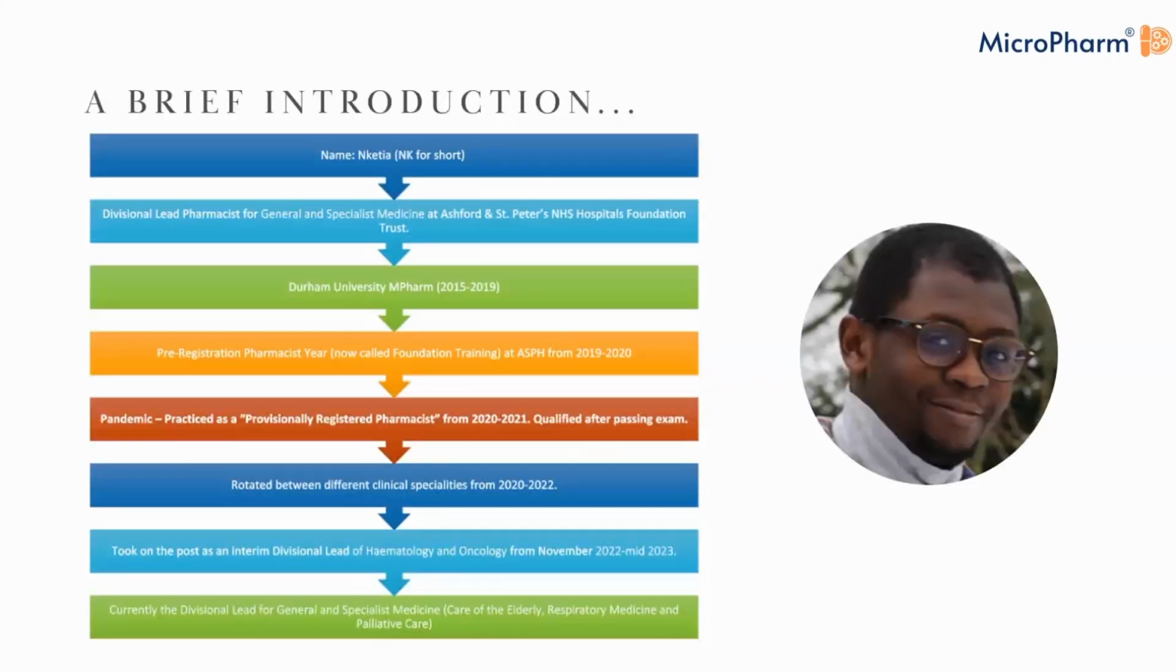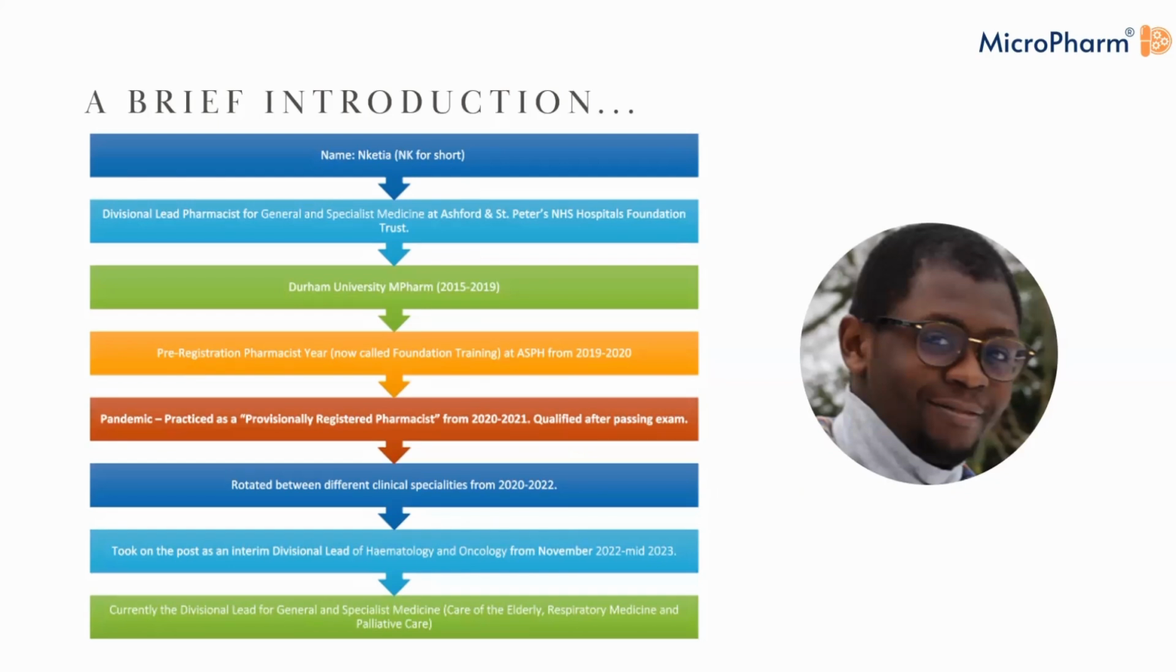A bit of a quick introduction about me, just so you know who I am, and hopefully so you're assured I know what I'm talking about. So currently I'm the divisional lead pharmacist for general and specialist medicine at Ashford St. Peter's Hospital. I went to Durham University where I did my MPharm from 2015 to 2019. I did my pre-reg pharmacist year, which is now the foundation training year, from 2019 to 2020.